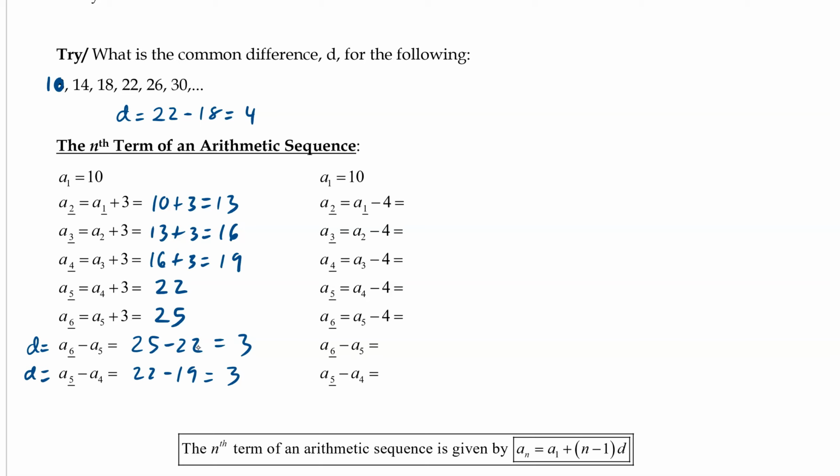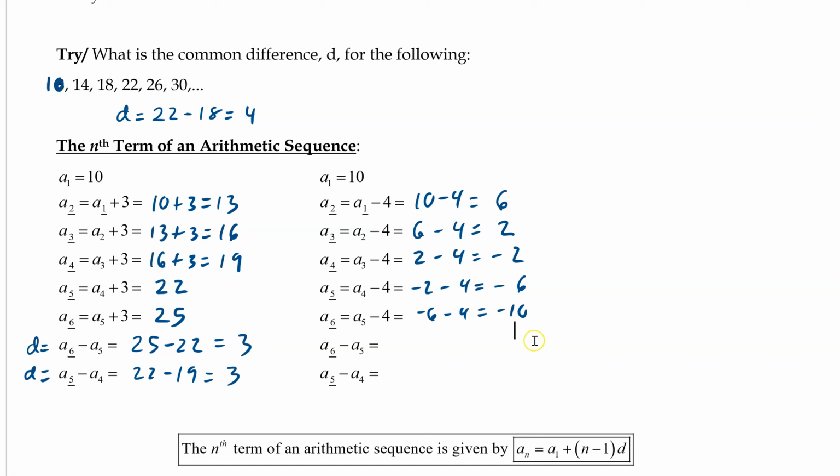But you can also subtract a number. So 10 take away 4 is 6. 6 take away 4 is 2. 2 take away 4 is negative 2. And so on. And you get a new arithmetic sequence with subtracting.